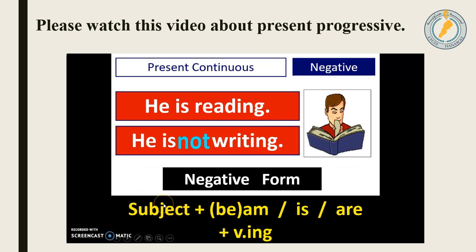We add the subject at the beginning. Here in the example, we have he. Then I put one of the forms of verb be, which is here because we have a singular subject. Then I add the word not. This word shows the negative form. And then we put the ing form, which is writing.